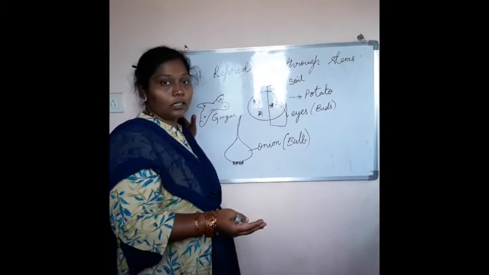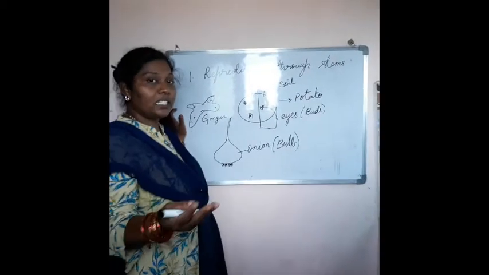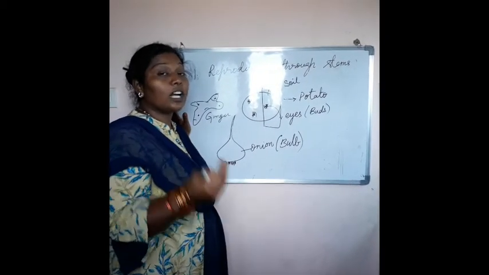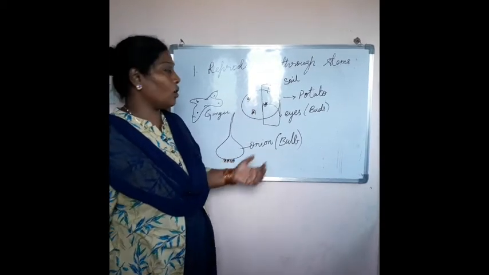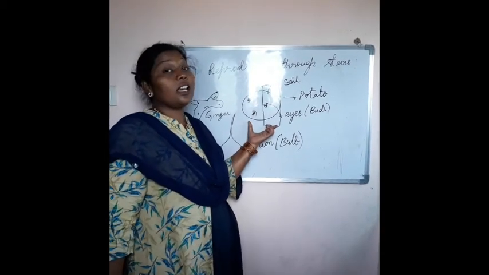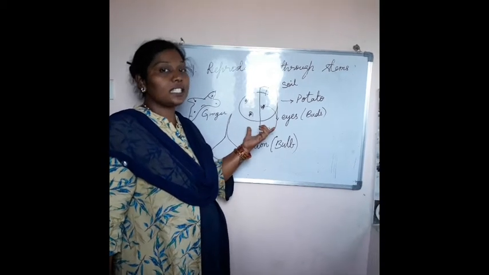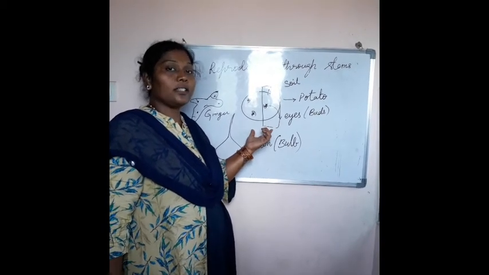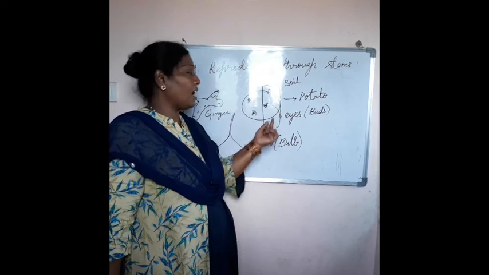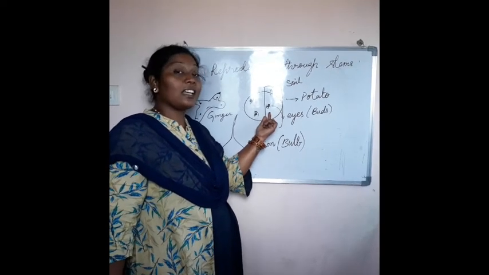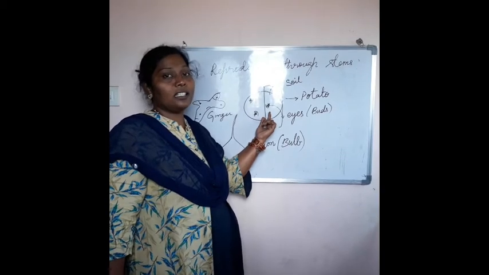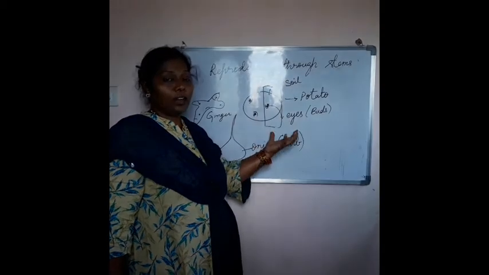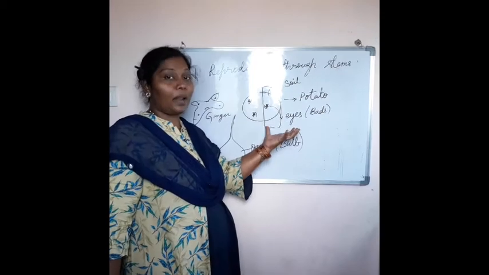Put some water onto the soil. After a few days, you can find a shoot coming out of the bud. Why? Because this potato is nothing but a modified stem, and this eye-like structure has the capability of growing into a new plant. So this potato can give rise to a new plant.